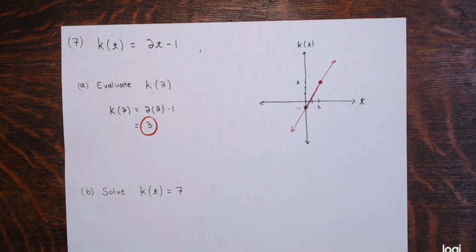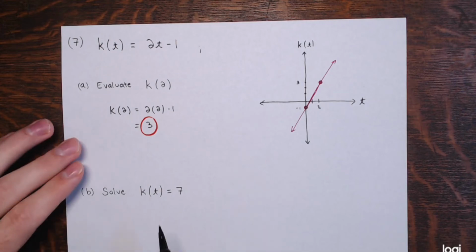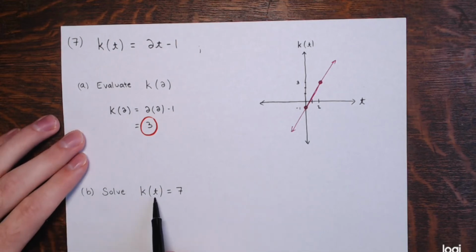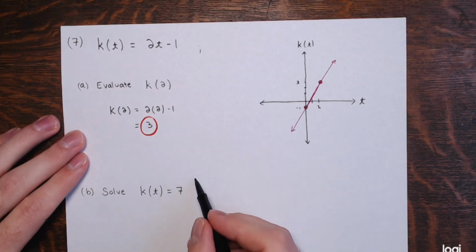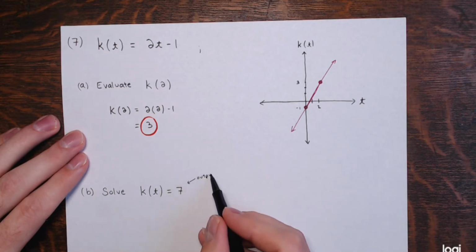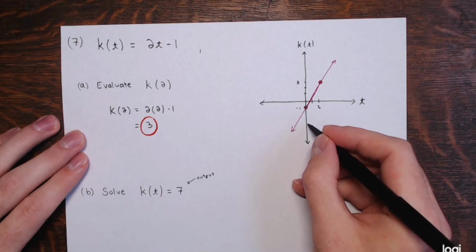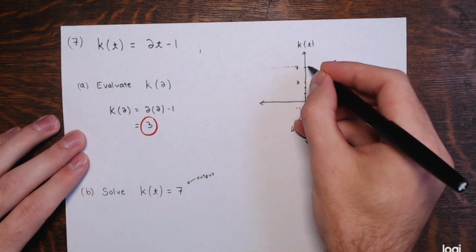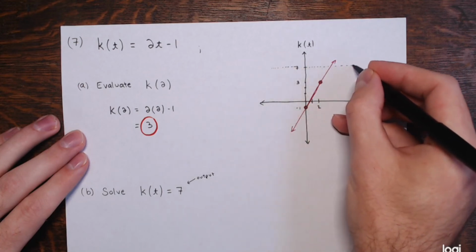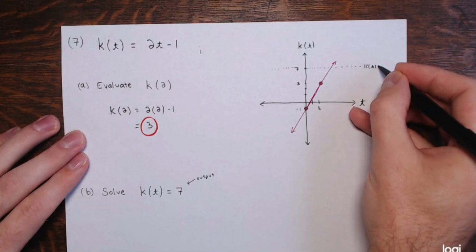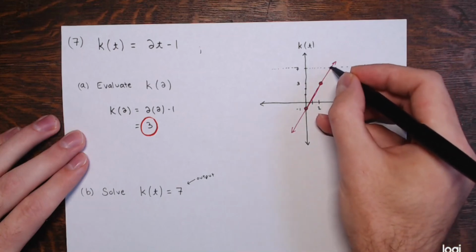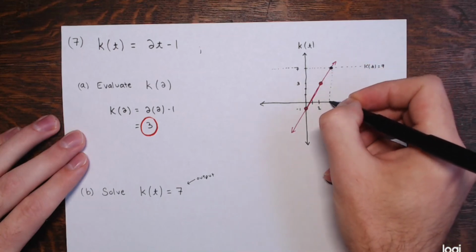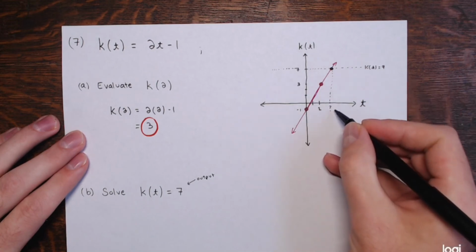Now, part B, they don't give us the input. They give us the output and want us to find the input, solve for t. So this is the output of 7. If I went to the graph here, let's say 7's up here on the output axis. Here's where k of t equals 7, y equals 7. And so we're looking for what's this value here? What's this input that gives me an output of 7?